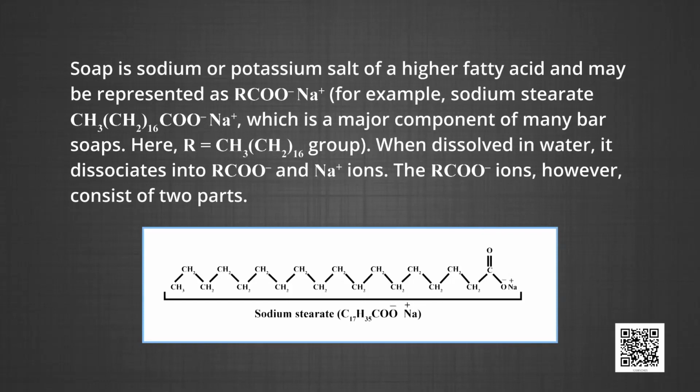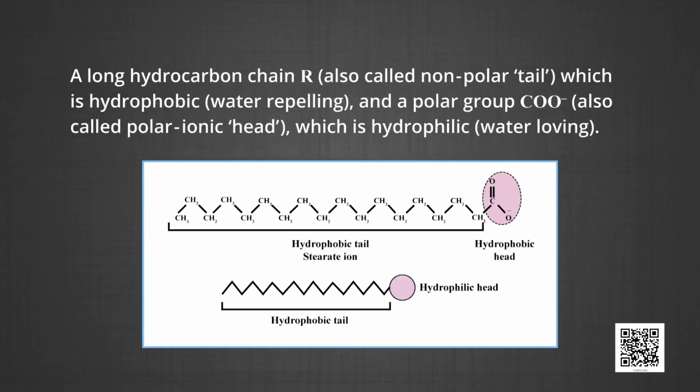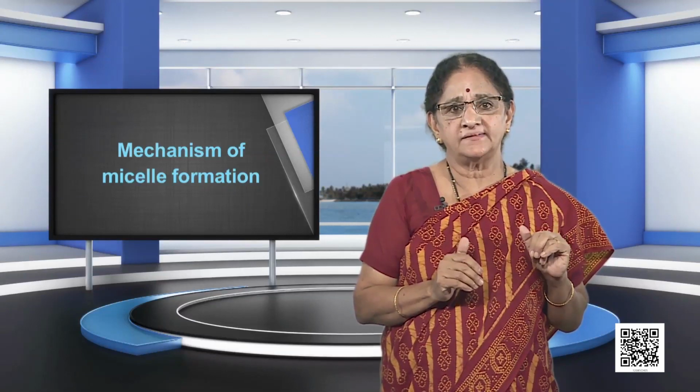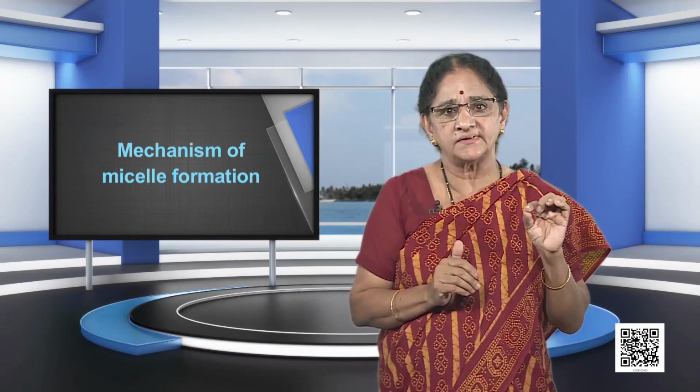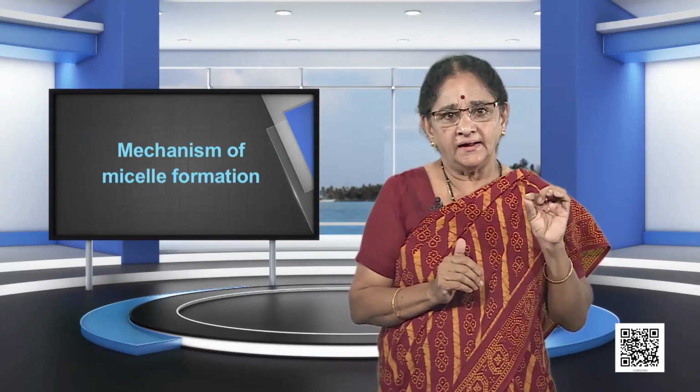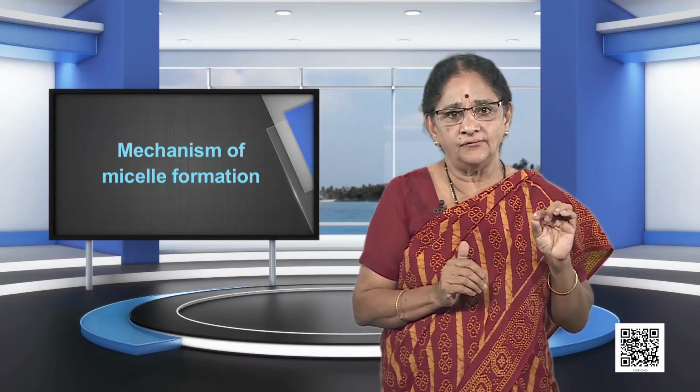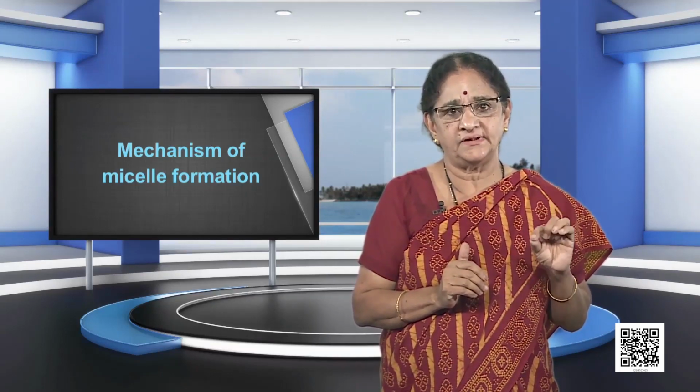The RCOO minus ions, however, consist of two parts: a long hydrocarbon chain, also called the non-polar tail, which is hydrophobic, water repelling, and a polar group COO minus, also called the polar ionic head, which is hydrophilic. The RCOO minus ions are therefore present on the surface with their carboxylate in water, and the hydrocarbon chains staying away from it and remaining on the surface.